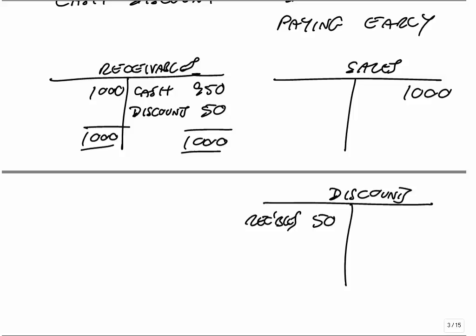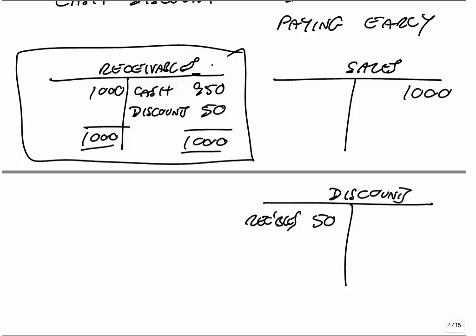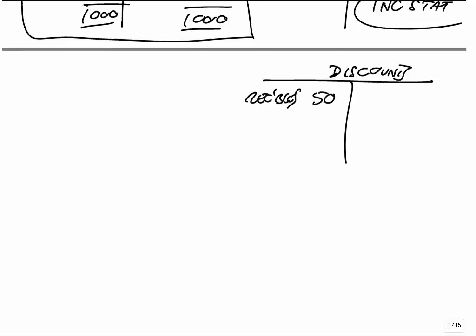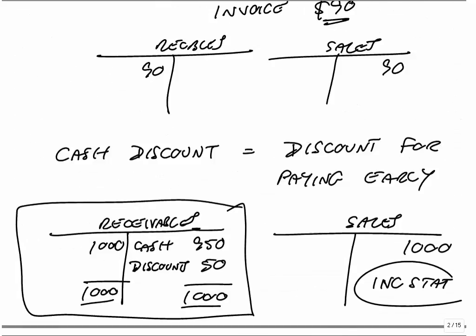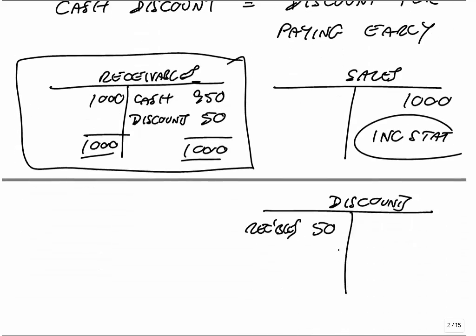And although I'm only really worried for the exam about the receivables account, tell me, where do you think this discount will appear when I do my accounts? You know, sales appears in the income statement. Oh, what's going to happen to discounts? Surely it's an expense. It'll simply be an expense in the income statement.